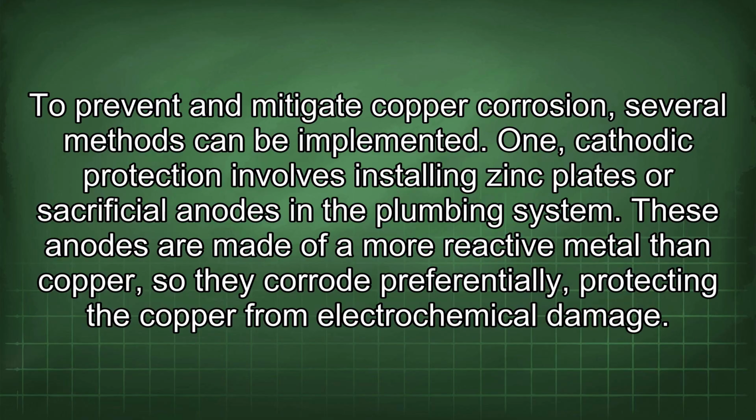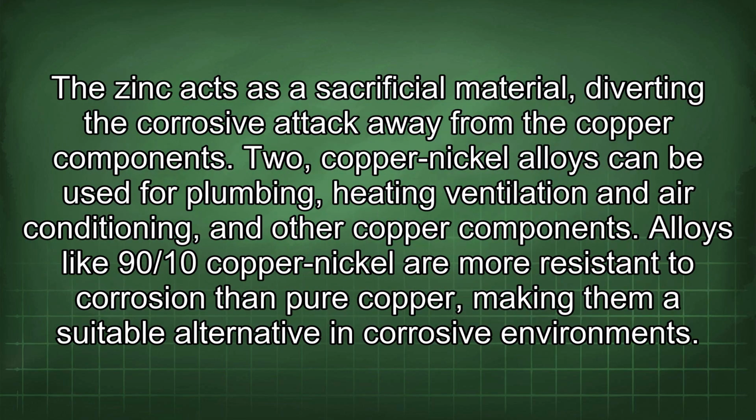1. Cathodic protection involves installing zinc plates or sacrificial anodes in the plumbing system. These anodes are made of a more reactive metal than copper, so they corrode preferentially, protecting the copper from electrochemical damage. The zinc acts as a sacrificial material, diverting the corrosive attack away from the copper component.